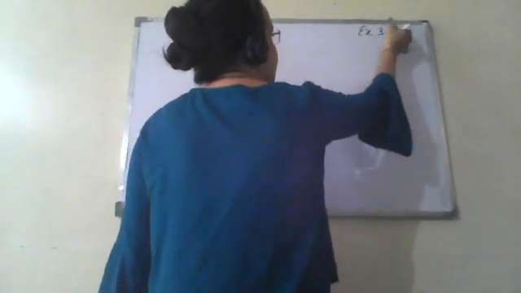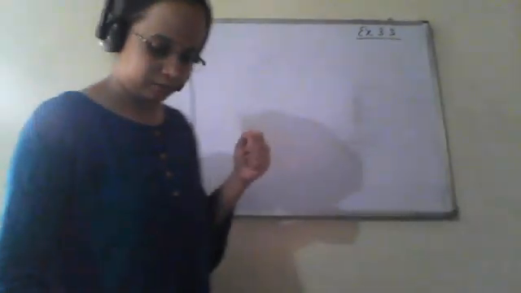Exercise 3.3. We have discussed the various properties of parallelogram, kite and trapezium, so we'll start with this. Question number 1. We have been provided with a figure.